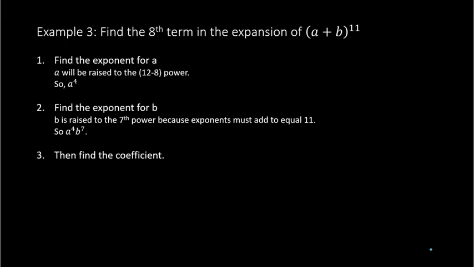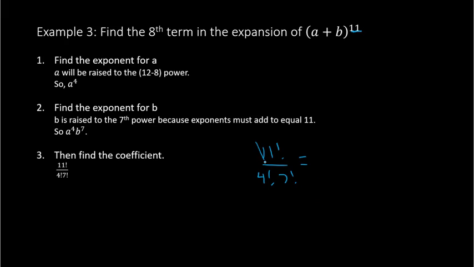Now from here, we can use those exponents to find the coefficient. So the coefficient of any term is found by taking this 11, or whatever the exponent is. You take that and make it a factorial, so 11 factorial, and then divide that by the exponents with the variables factorial. So we have a to the 4th, b to the 7th power. We take the 4 and 7, make them a factorial, and put them in the bottom. So your coefficient would be 11 factorial over 4 factorial times 7 factorial.